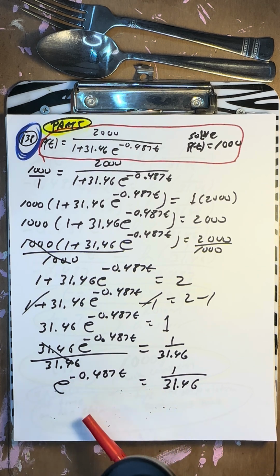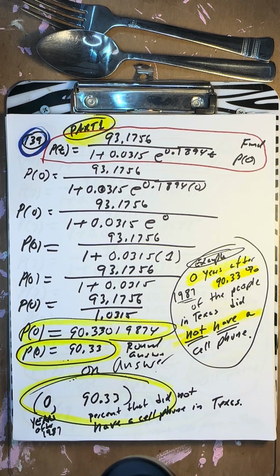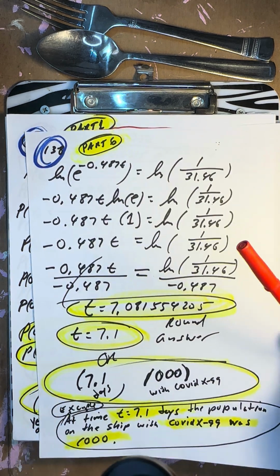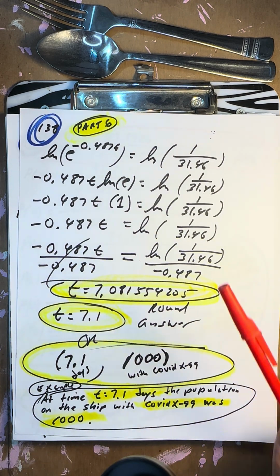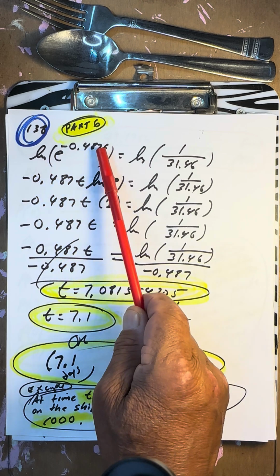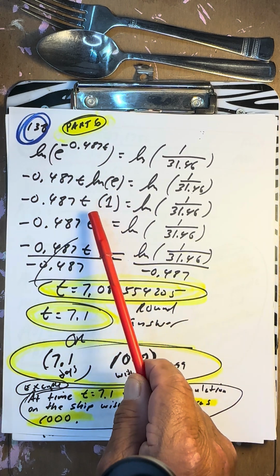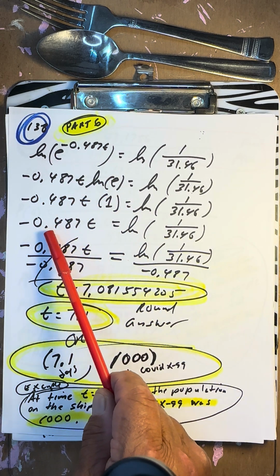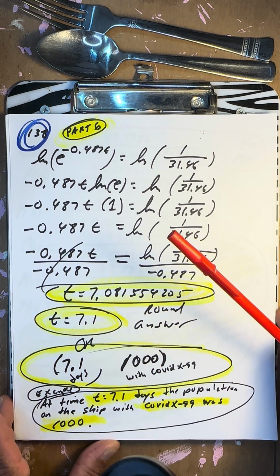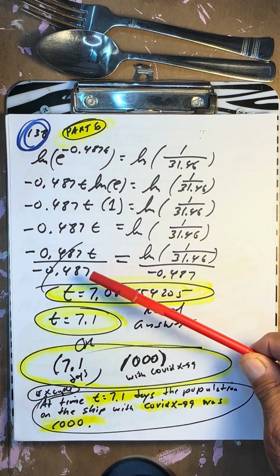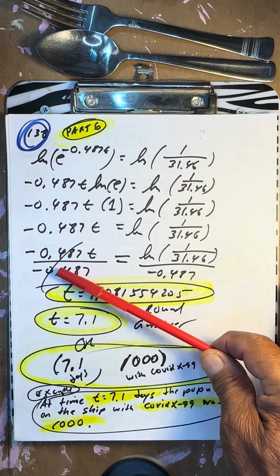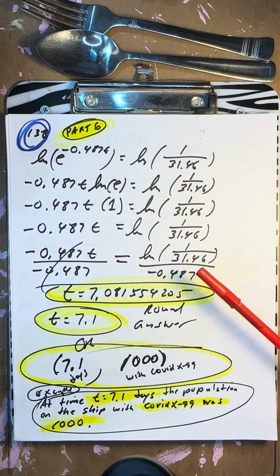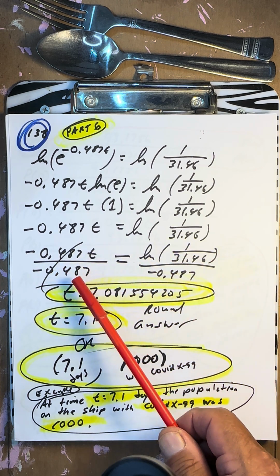So we're going to take ln on both sides. Take ln of the left side and the right side. So the power goes in front. Ln of e is 1. In that sense, that's going to be negative 0.487. So now we're going to divide both sides by negative 0.487. So now we're going to have this answer here.